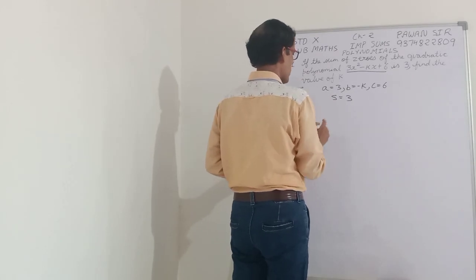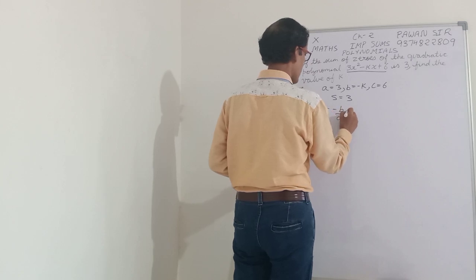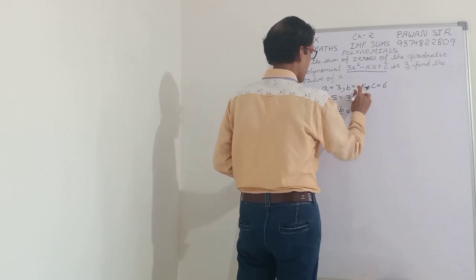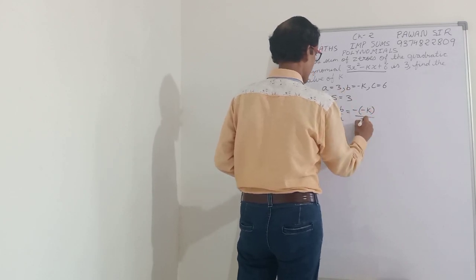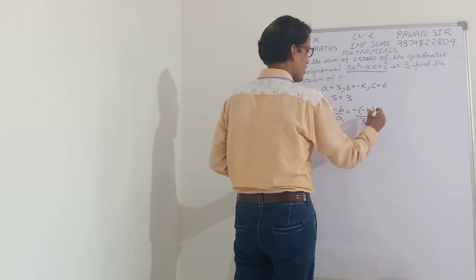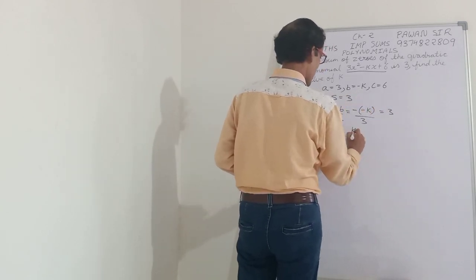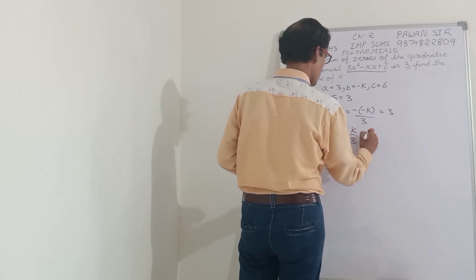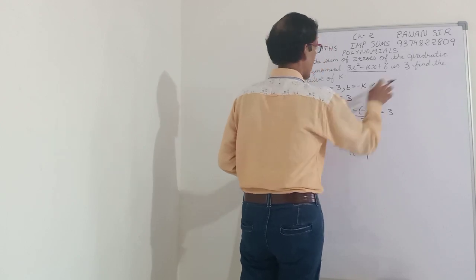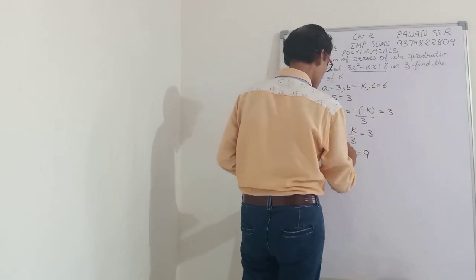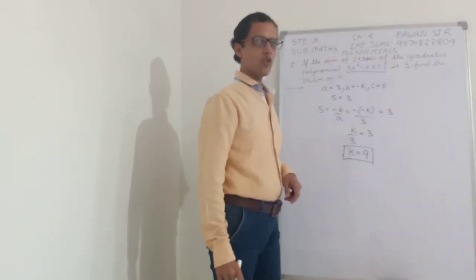So as you know, the formula for the sum is minus b by a. Here you can see b is minus k and a is 3. So the sum is equal to 3. It means k by 3 is equal to 3. So we get k equal to 9. So the value of k is 9. So this is our answer. So this completes our first question.